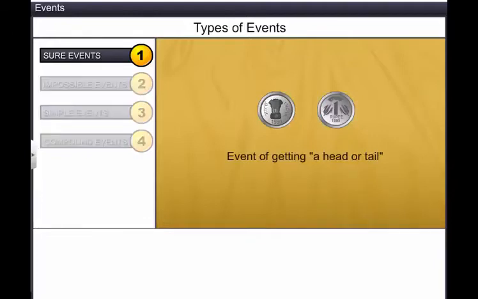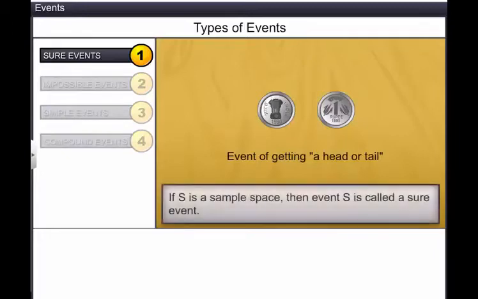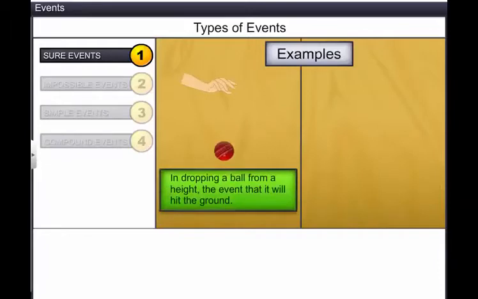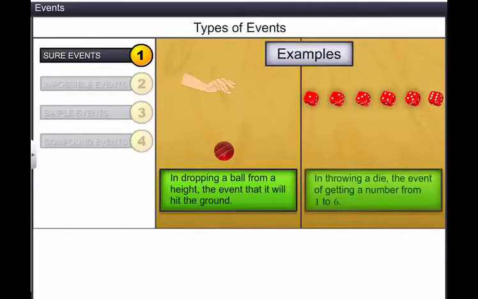In general, if S is a sample space, then the whole sample space is called a sure event. In dropping a ball from a height, the event that it will hit the ground, and in throwing a die, the event of getting a number from 1 to 6 are examples of sure events.